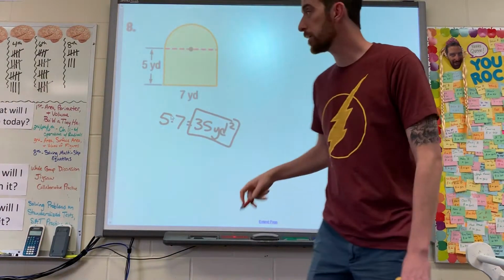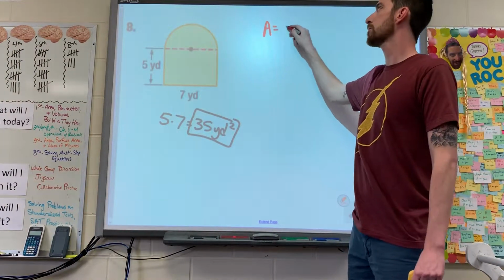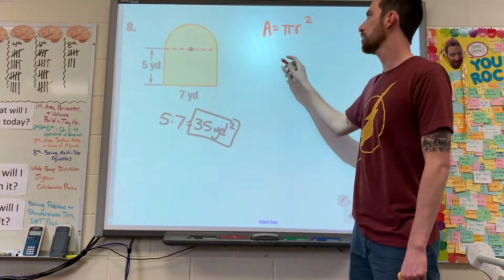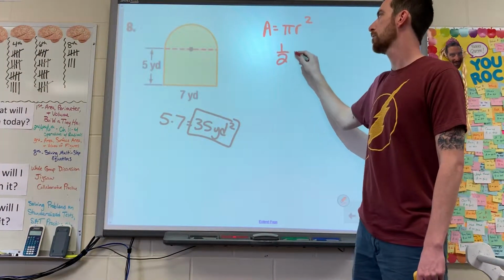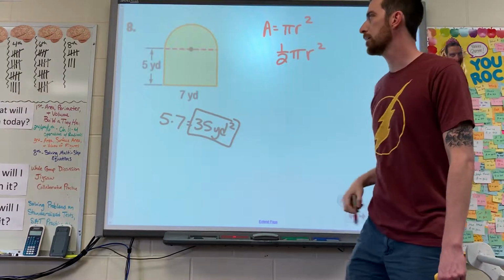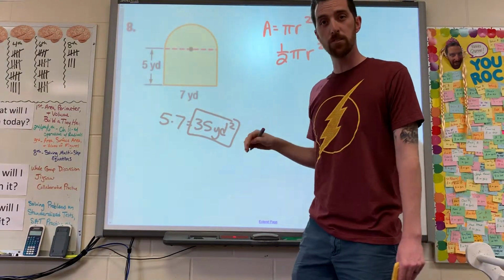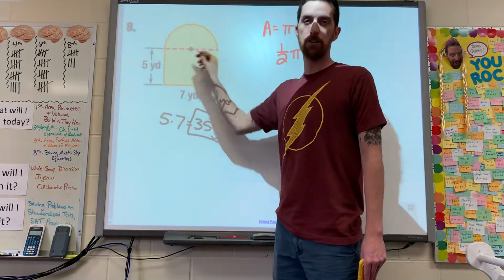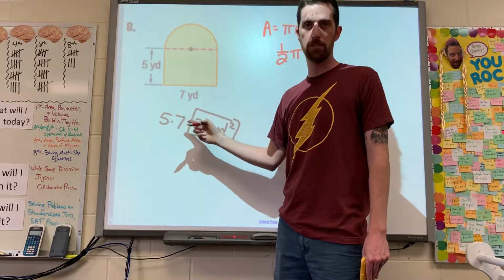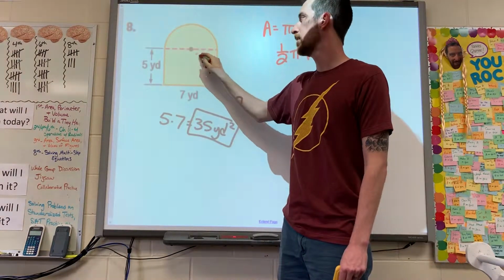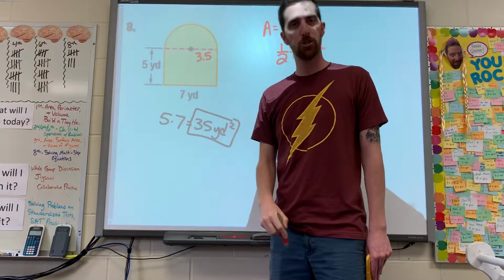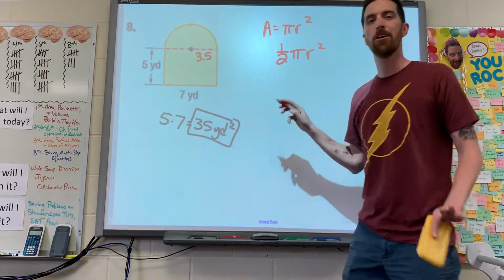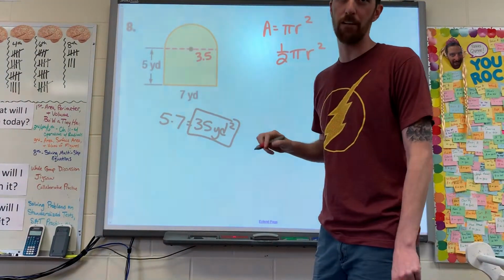Now the circle formula, the area of a full circle is pi times the radius squared. This is a half of a circle, so we're going to make it 1/2 pi r squared. Now we don't know the radius, or do we? The diameter all the way across is 7. It's going to be the same as this, so we just take half of it. Radius is going to be 3.5 yards, okay? So, call me a rebel. I'm going to make 1/2 0.5.